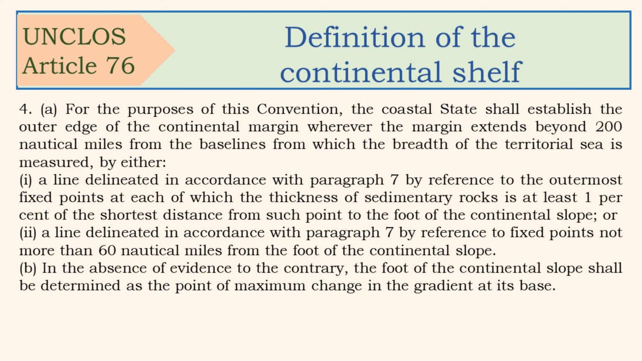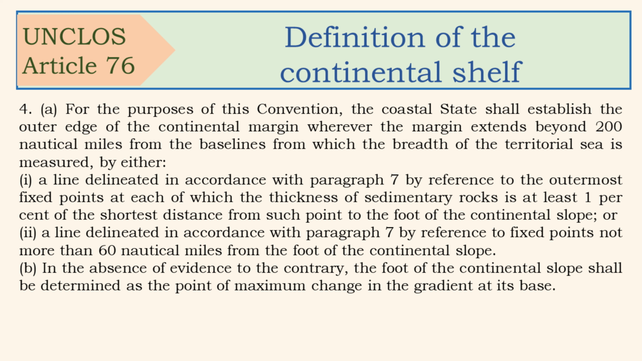4a. For the purposes of this convention, the coastal state shall establish the outer edge of the continental margin wherever the margin extends beyond 200 nautical miles from the baselines from which the breadth of the territorial sea is measured, by either (1) a line delineated in accordance with paragraph 7 by reference to the outermost fixed points at each of which the thickness of sedimentary rocks is at least 1% of the shortest distance from such point to the foot of the continental slope, or (2) a line delineated in accordance with paragraph 7 by reference to fixed points not more than 60 nautical miles from the foot of the continental slope.